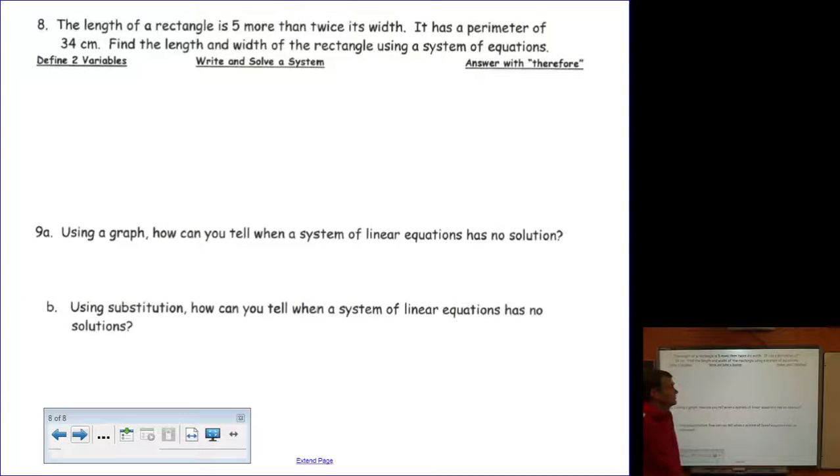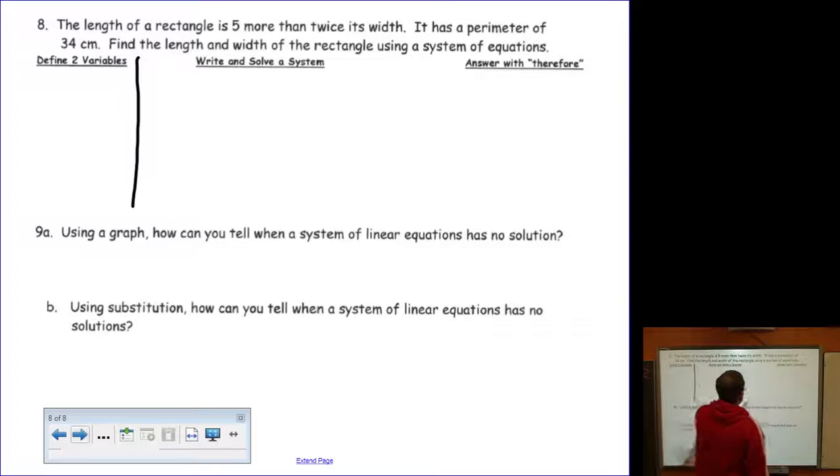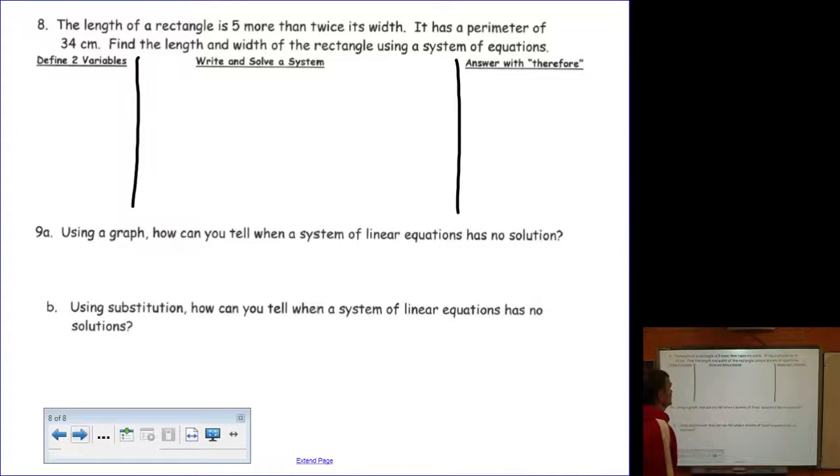So that brings us to number 8, which is going to be a similar type problem. All right. See, it says the length of a rectangle is 5 more than twice the width. It has a perimeter of 34 centimeters. Find the length and width. All right, so because it says find the length and width, I'm going to use those for my variables. And I'll go ahead and use L for the length and W for the width.